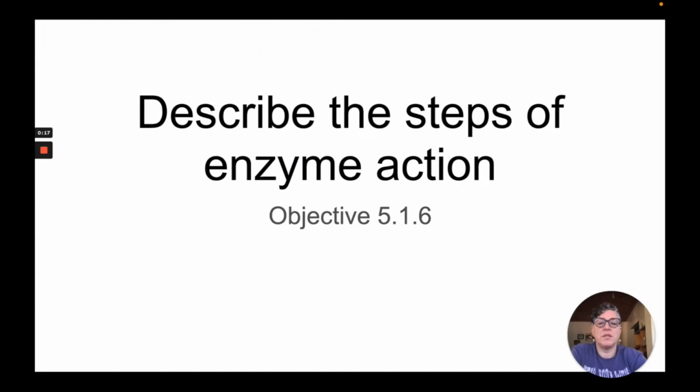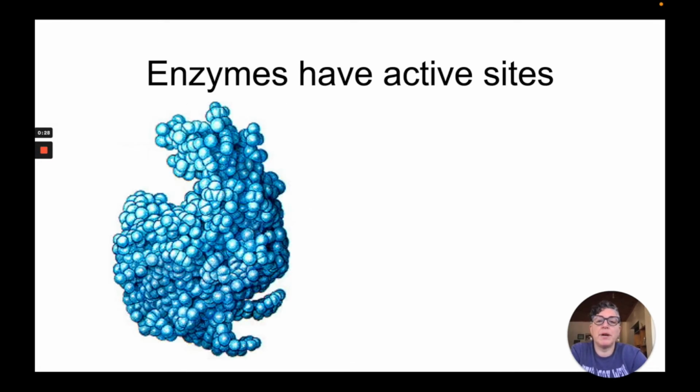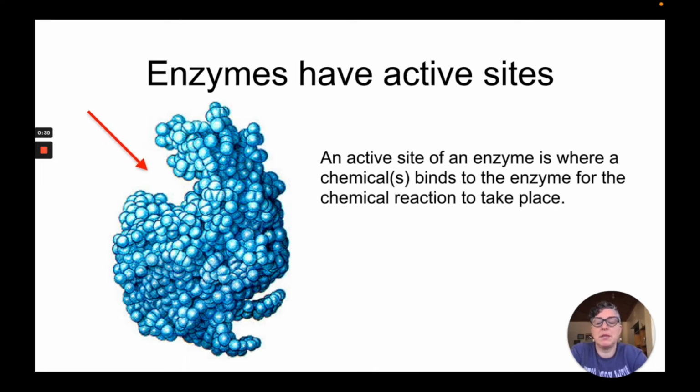This video covers the IGCSE Biology Objective 5.1.6 on the 2025 CAIE syllabus to describe the steps of enzyme action. So we've seen this before. Enzymes have active sites depicted here with this arrow.